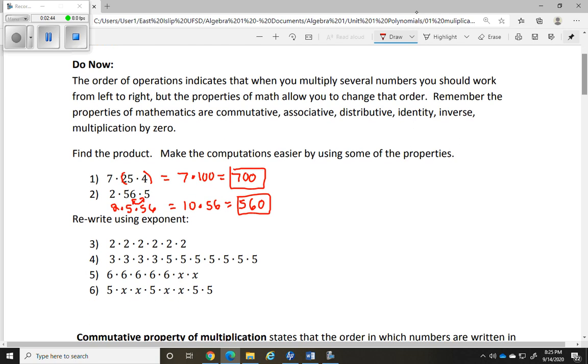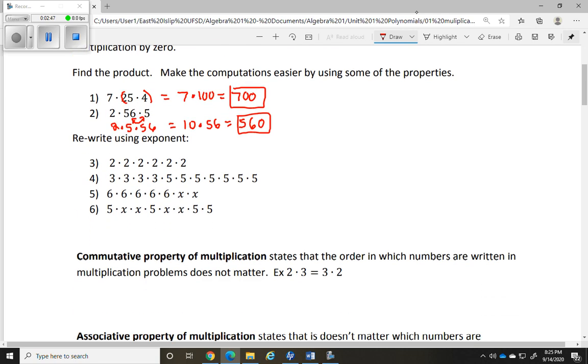And then another part of the do now was using exponents. Something you should recall is that there's a shorthand way of writing 2 times 2 times 2 times 2 times 2 times 2. And it's 2 to the 1, 2, 3, 4, 5, 6th power. Number 4, a shorthand way of writing it would be 3 to the 4th power times 5 to the 1, 2, 3, 4, 5, 6, 7th power.